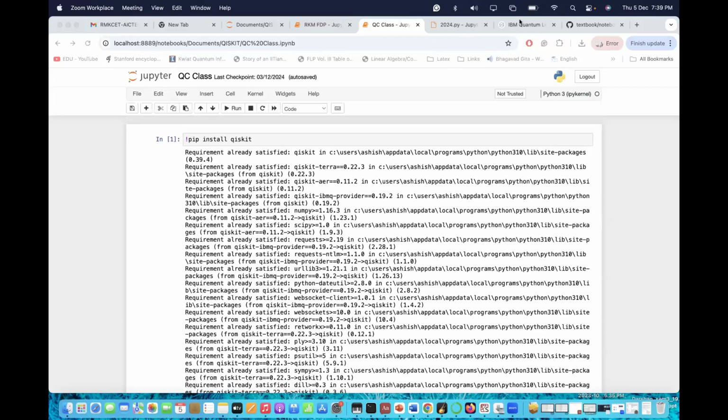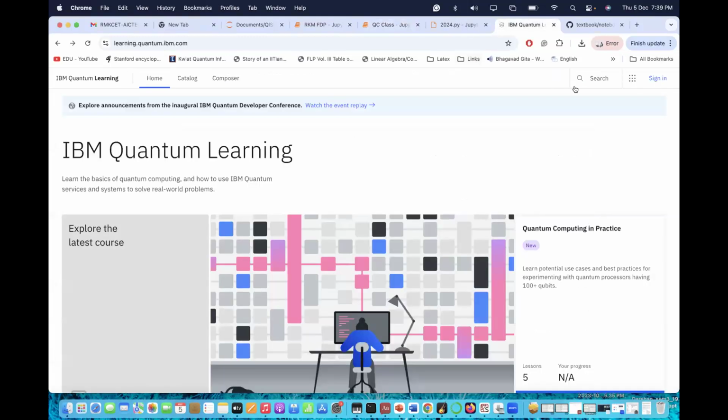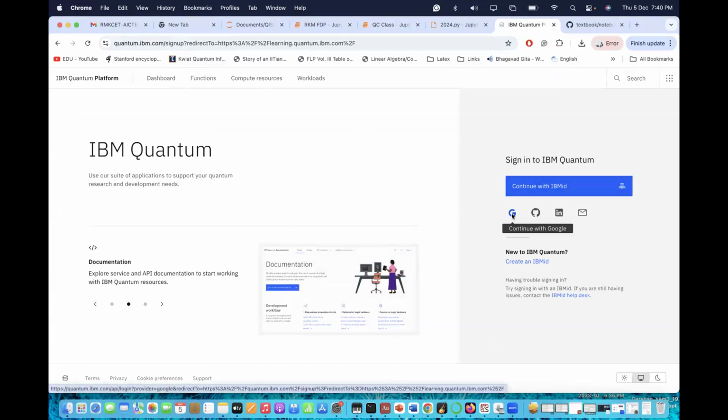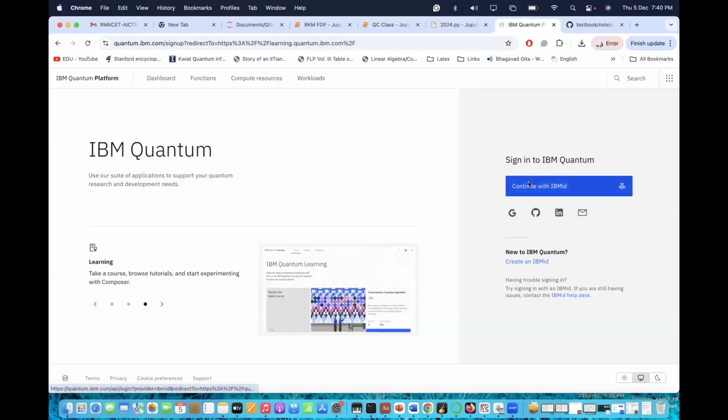So first, there are two things here. One is you have to open an account on IBM Quantum Learning. For that, you go to the IBM Quantum Learning website, and there you can sign in. If you already created an account, okay, otherwise you can create an account. For example, I'm linking my Google account with IBM, and I already did this. Once you do this, you will get an IBM token, and you can copy that from IBM's website.